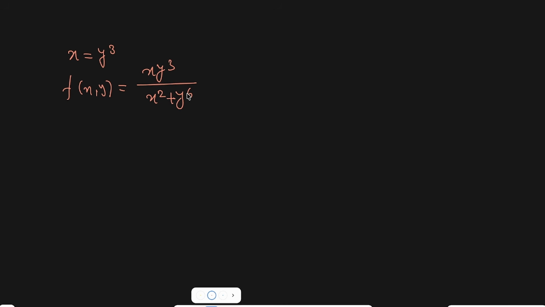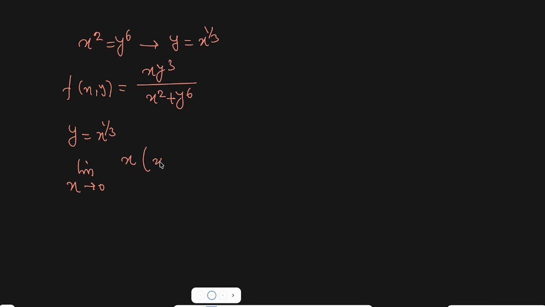This is the function. Now I will take x equals y cube, or one more thing, I think this will be easy for you. You take y equals x power 1 by 3. Why? Because x square equals y power 6. So whenever we are taking y equals mx, instead of that you take y equals x power 1 by 3. Now you put the value, so it will be limit x tending to 0 of x times y, which is x power 1 by 3 whole cube, upon x square plus y, which is x power 1 by 3 power 6.